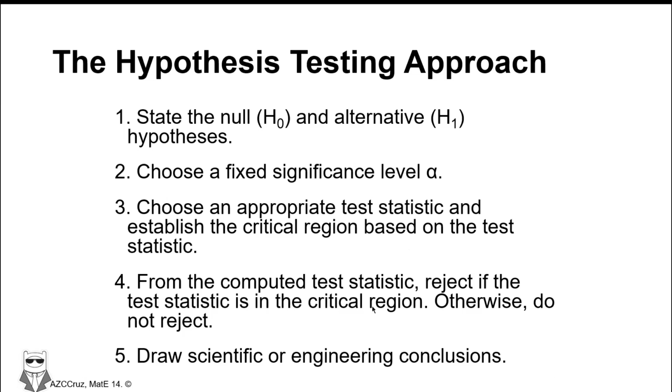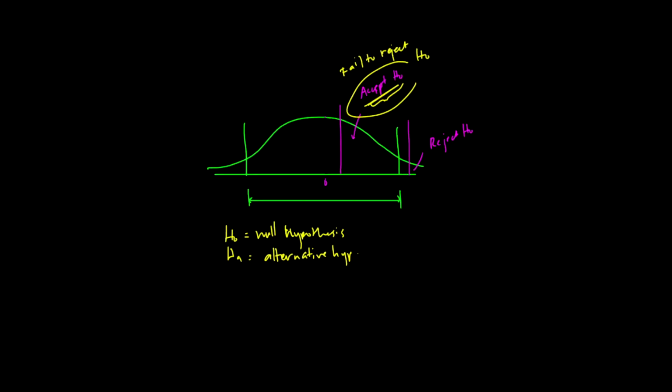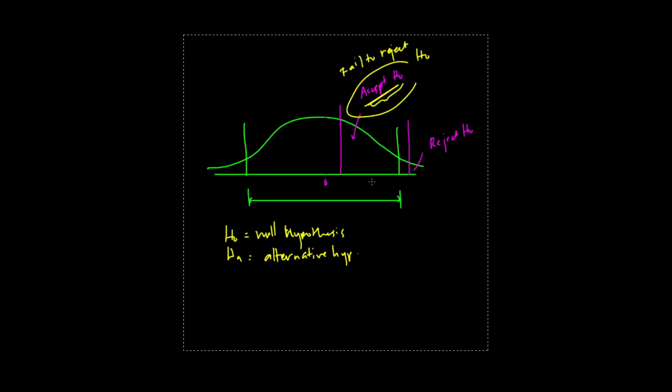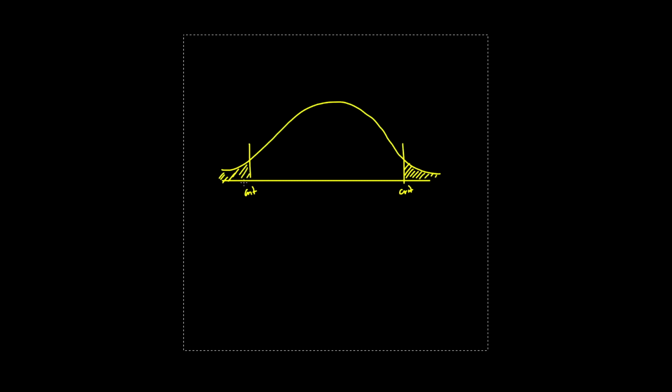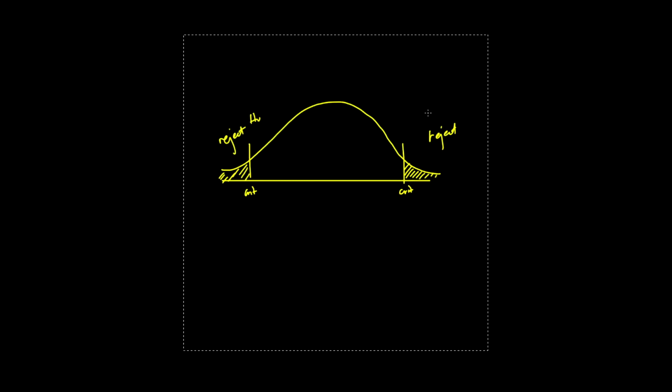If we were to draw this on our board, establishing a region is just saying that we draw something like this, and this is our critical value. Okay? So we establish a critical value. Anything to the left of this critical value, or to the right of this positive critical value here, will be the reject region. Then this is the reject H naught, and here we accept H naught.